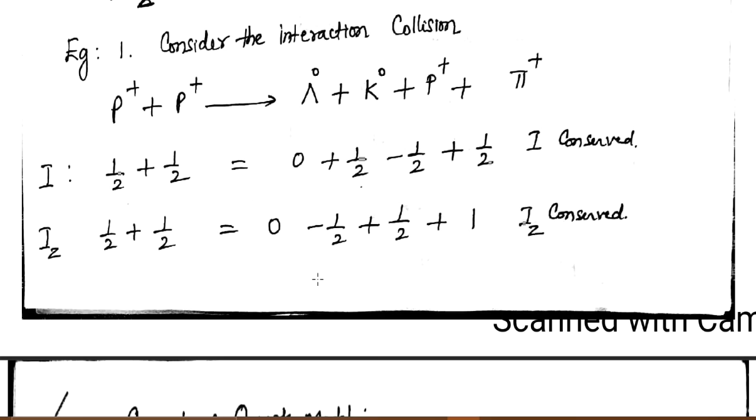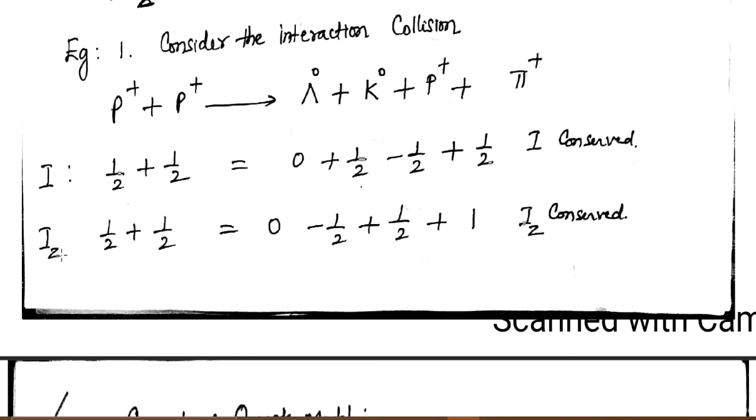Consider the reaction collision. Proton plus proton gives rise to lambda particle plus K plus particle plus proton plus pi plus particle. So here the isospin quantum number is plus half for proton, plus half for another proton. On the right hand side, 0 for lambda particle, plus half for K0, minus half for p, plus half for pi plus particle. So thus the isospin is conserved in the above reaction.